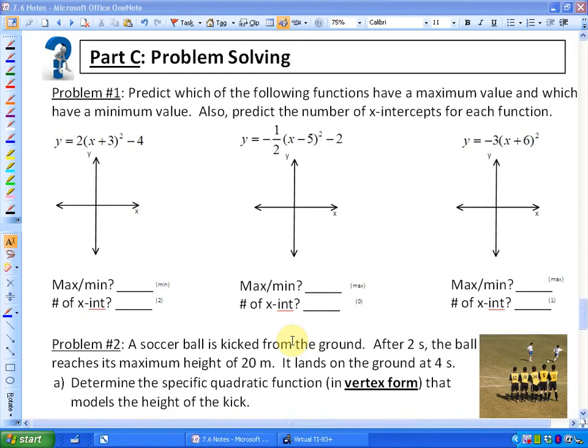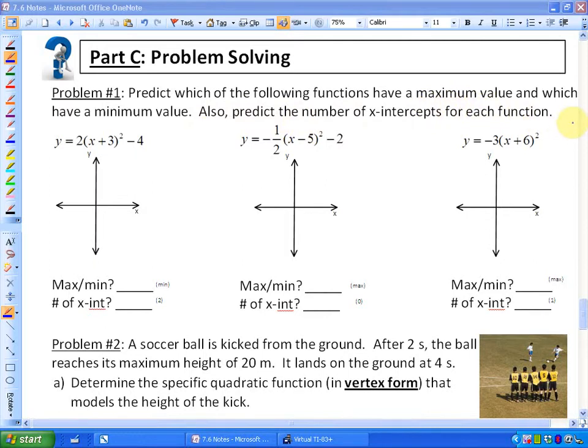In this lesson, we are going to be applying the knowledge that we have about the vertex form of a quadratic function to different problem-solving scenarios. In problem number 1, it says predict which of the following functions have a maximum value and which have a minimum value, and also predict the number of x-intercepts for each function.